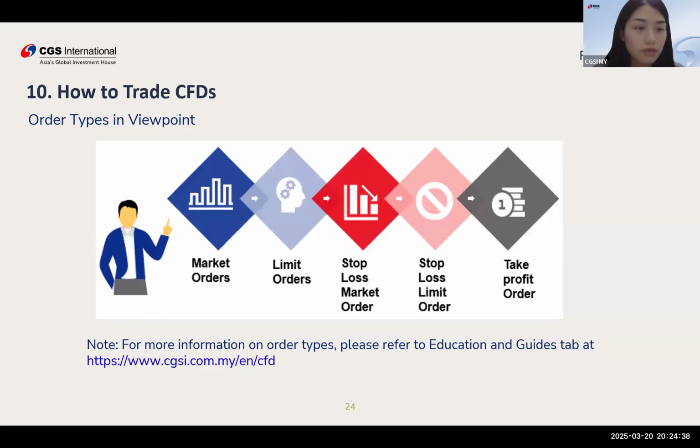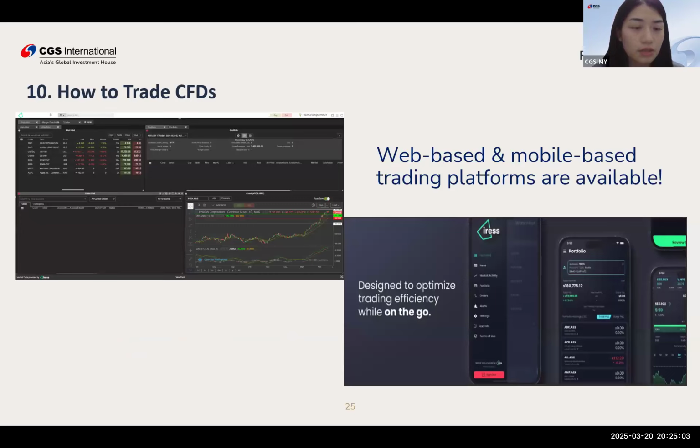Okay, moving on. Here are the types of order that are available to you, including market order, limit order, stop loss market order, stop loss limit order, and also take profit order. For more information about the order types, you can refer to our education and guide tab that the website shows here. Okay, next. Now we are delighted to inform you that we have a CFD mobile app so that you can now also trade CFD from your smartphone besides using your PC with our web-based platform.